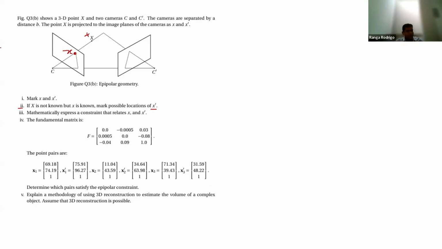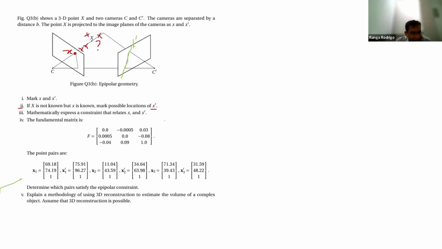Because we do not know capital X, that means we do not know where this is. What are the possible locations of that? We know that the possible locations are along that ray. Anywhere along that ray, the capital X can be. Therefore, the projection of that ray on C prime gives the possible locations of x prime. So for this question, you should draw the epipolar line. This is the epipolar line, the possible location l prime.